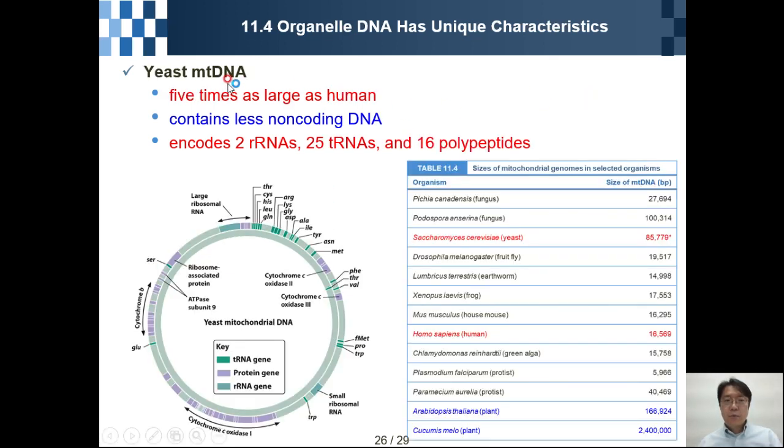In this slide, I will explain the yeast mitochondrial DNA. The size of the yeast mitochondrial DNA is 85,000 base pairs. How about human? Human is 16,000. So it means that it is 5 times as large as human, and they also contain less non-coding DNA. It means that almost all of the regions encode genes, and they encode 2 rRNAs, 25 tRNAs, and also 16 polypeptides.